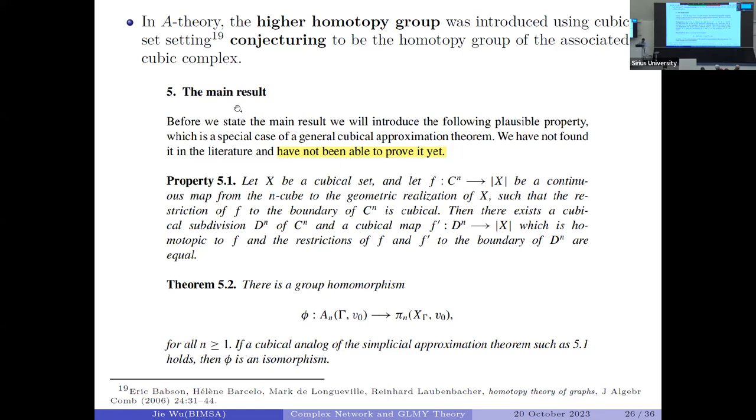Even in the parallel undirected setting, people have studied and introduced a homotopy group, what they call the A group, right? It was conjecturally related to the cubical complex. Well, I found an interesting statement that they make a theorem. Actually, this is published, right? They make it a theorem, but before that they assume some properties which are not proven yet. So it's better to call this still a conjecture, a conjectural homotopy group in their language here.